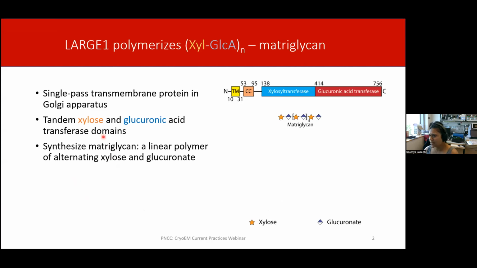So LARGE1 is a single-pass transmembrane protein that is resident in the Golgi. It has a xylose transferase domain and a glucuronic acid transferase domain. And it synthesizes a linear polymer of alternating xylose and glucuronic acid. So the xylose here is the orange star, and the glucuronic acid is this half blue, half white diamond. And this polymer is called matriglycan.